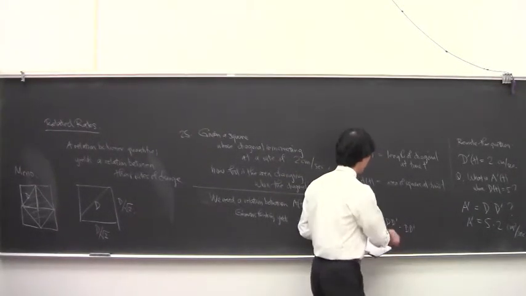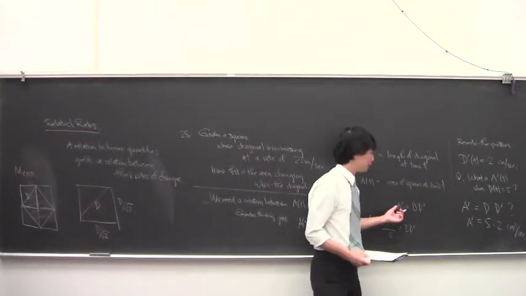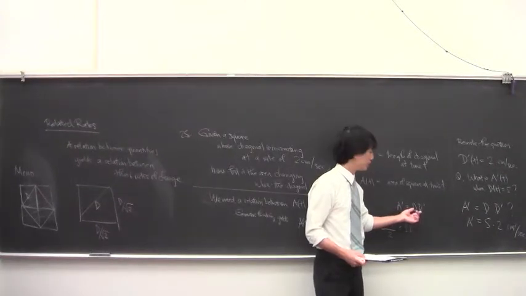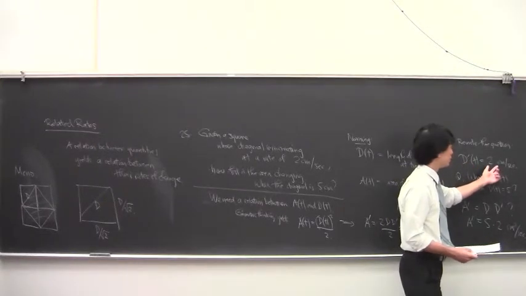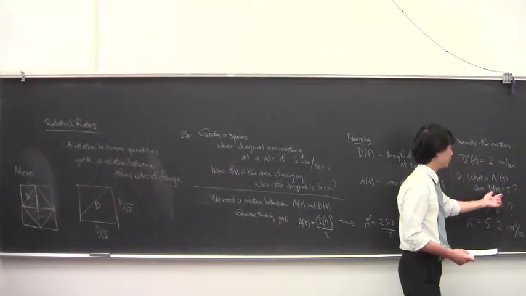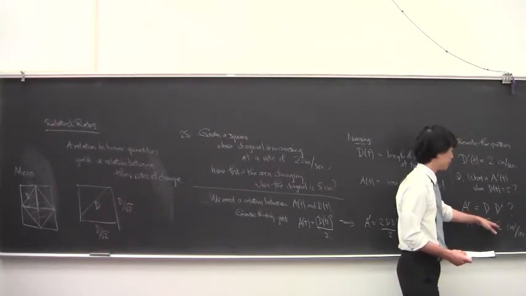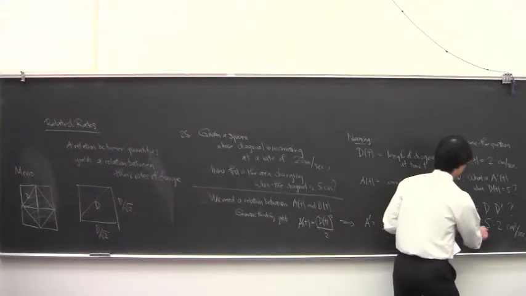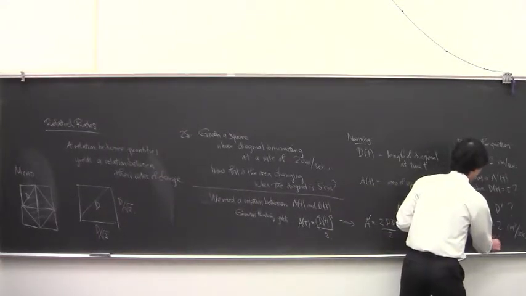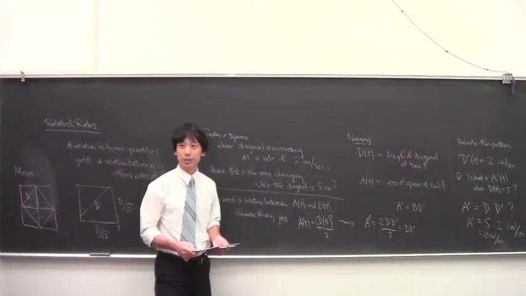So this is your relation between the rates. A prime, the rate of change of A, is the diagonal times the rate of change of d. Well, we're given that the rate of change of d is 2. And the question is, what is the rate of change when the diagonal is 5? So it's going to be 5 centimeters times 2 centimeters per second. So you get 10. At that point in time, the rate of change is 10 centimeters squared per second.